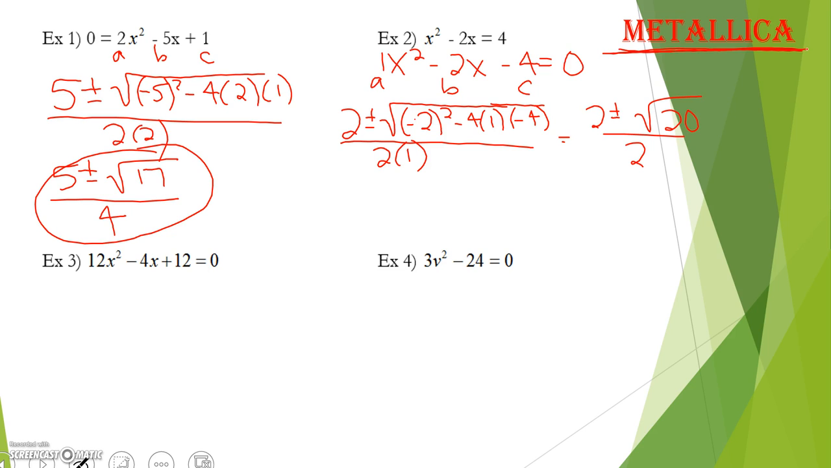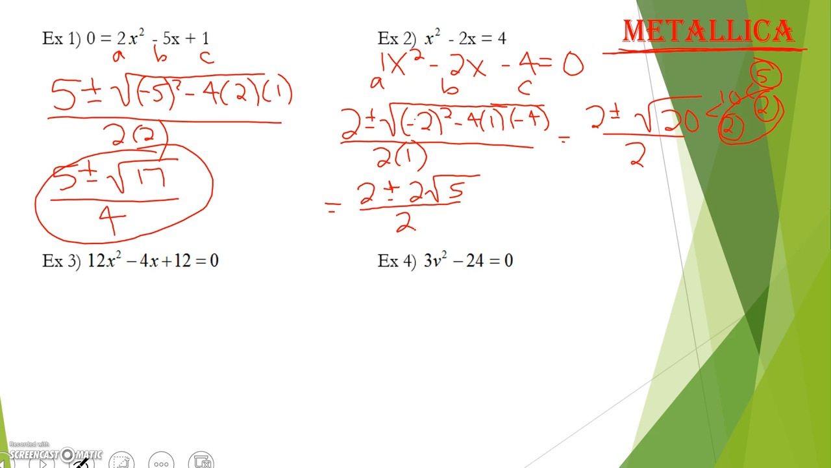All right, now for this one, now we break down 20. So 2 goes into it 10 times. 2 goes into that 5 times. So it has a double 2. And so I'm going to come over here. That double 2 goes right there in front of the radical, and I had a 5 left over on the inside. And it's all over 2.